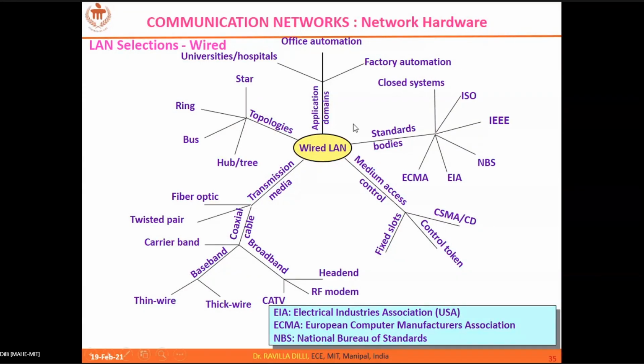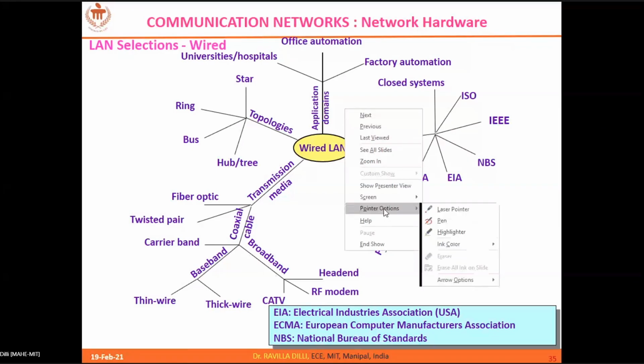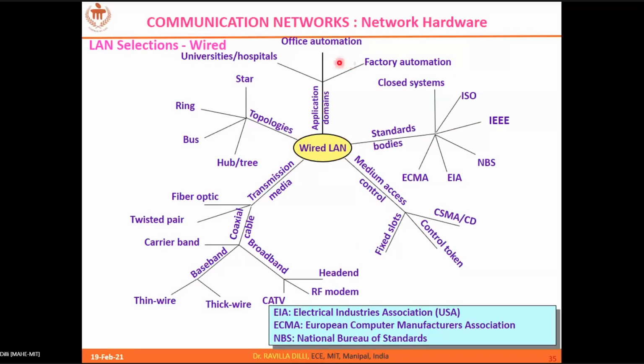So let us see here in this slide. First of all, you should look at your application, right? So where exactly you are deploying the network, whether it is in universities or hospitals or office automation, factory automation, and so on. Where you are going to deploy your network, that's the first thing you should mind. For that, what sort of topology suits, whether it is a star topology, ring, bus, tree, or extended tree. Which topology suits your application, that you should decide.